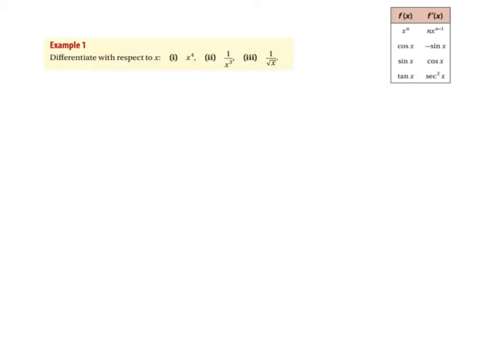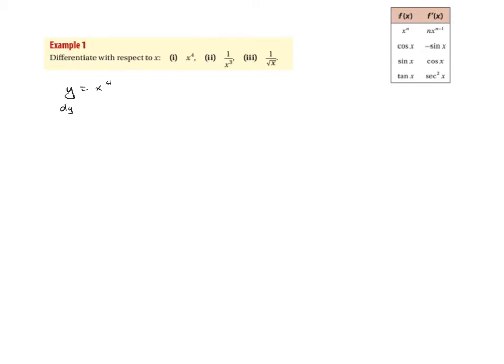So a couple of examples here. It says differentiate with respect to x: x to the power of 4, 1 over x cubed, and 1 over root x. Okay, so the rule we're going to be using here is the power rule. So x to the power of 4: y is equal to x to the power of 4.